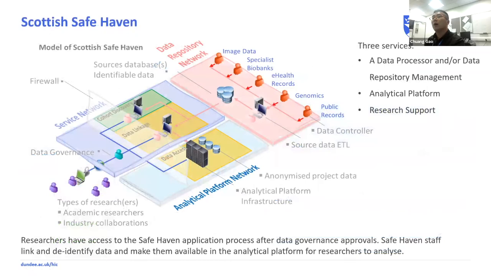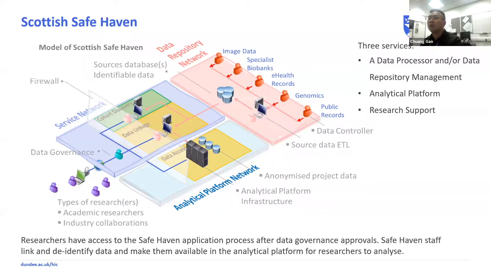So to summarize how a Scottish safe haven looks, this image does a good job. Basically, if you encounter a Scottish safe haven, this is what you should expect. We have three separate networks. The first network is a data repository network. This is the network where we host all the original, identifiable data.